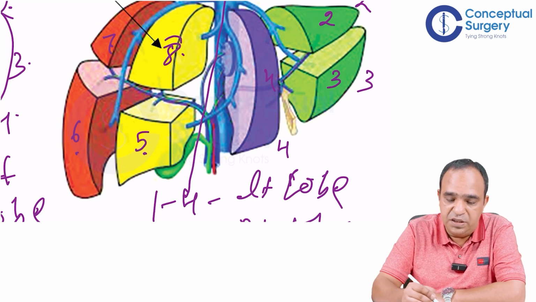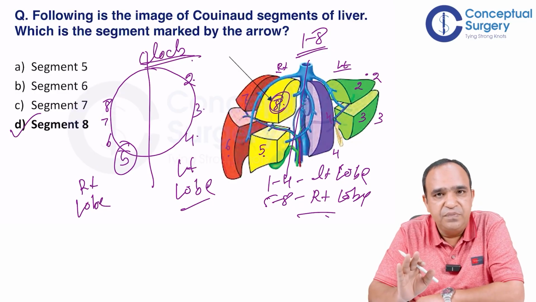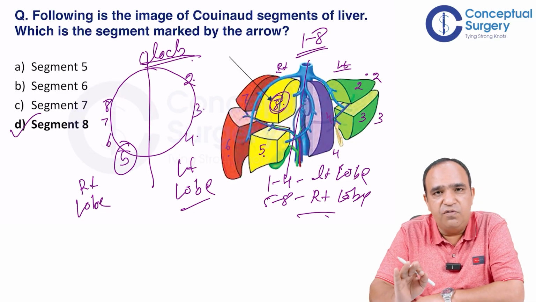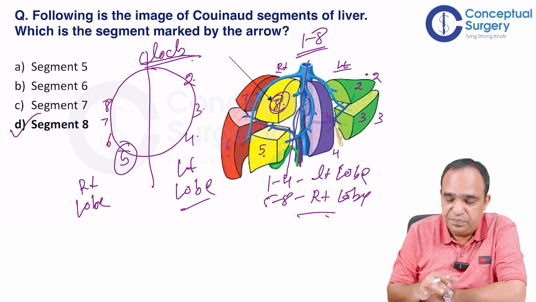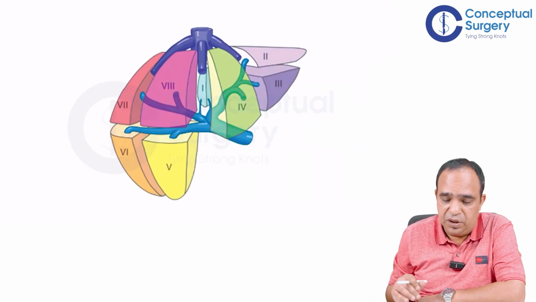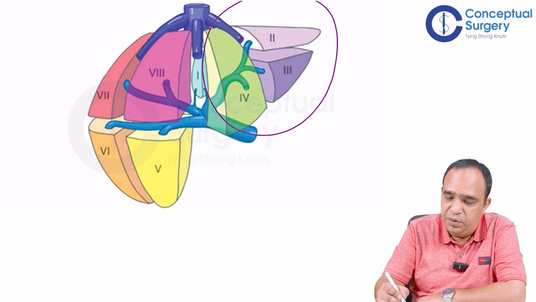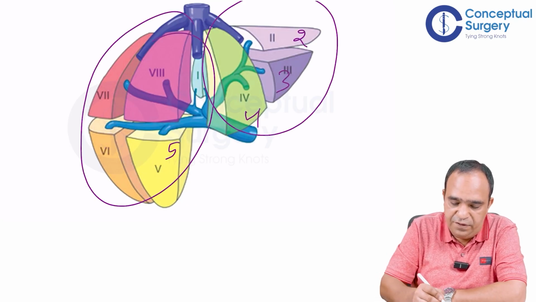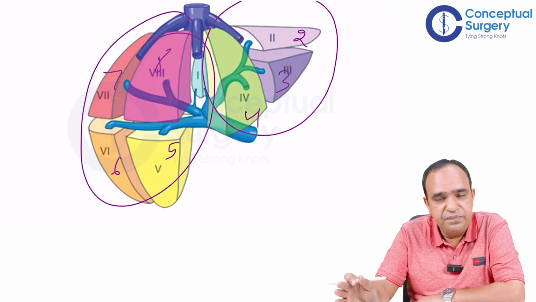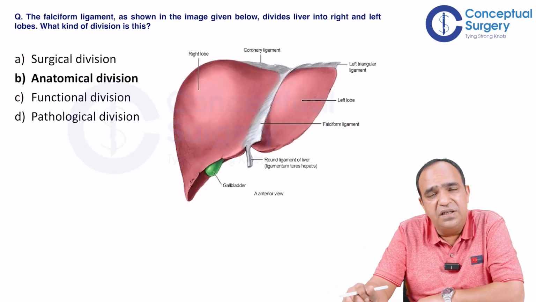So the arrow is marked at segment 8. So answer is segment 8. I hope it is easy now for you. You will never forget this segmentation of liver, right? Okay, so this I have already told you, right? Again, left lobe 2, 3, 4, and that's the right lobe 5, 6, 7, 8. Okay, now let's see the further question. This is about the division.